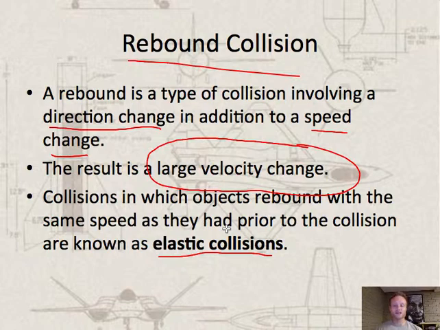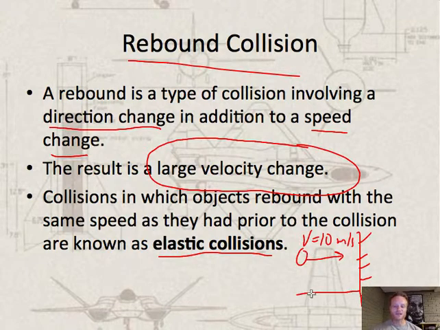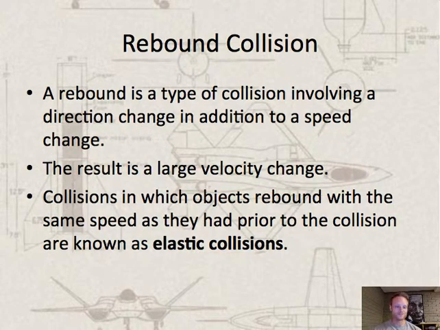But an elastic collision, an example of this would be, let's say this is a wall here. And I throw a ball at this wall with a velocity of, we'll say, 10 meters per second. Okay, so sort of fast. And it hits the wall and it bounces off the wall with a velocity of 10 meters per second. That's called an elastic collision. Basically, the speed at which the ball hit the wall is the speed at which it rebounded off the wall. And those are the types of collisions that we'll be dealing with for the most part.